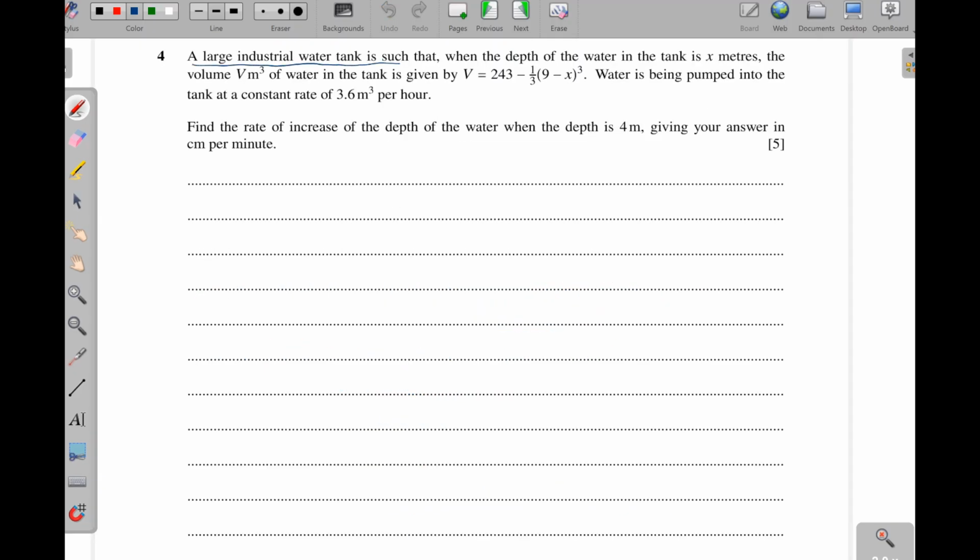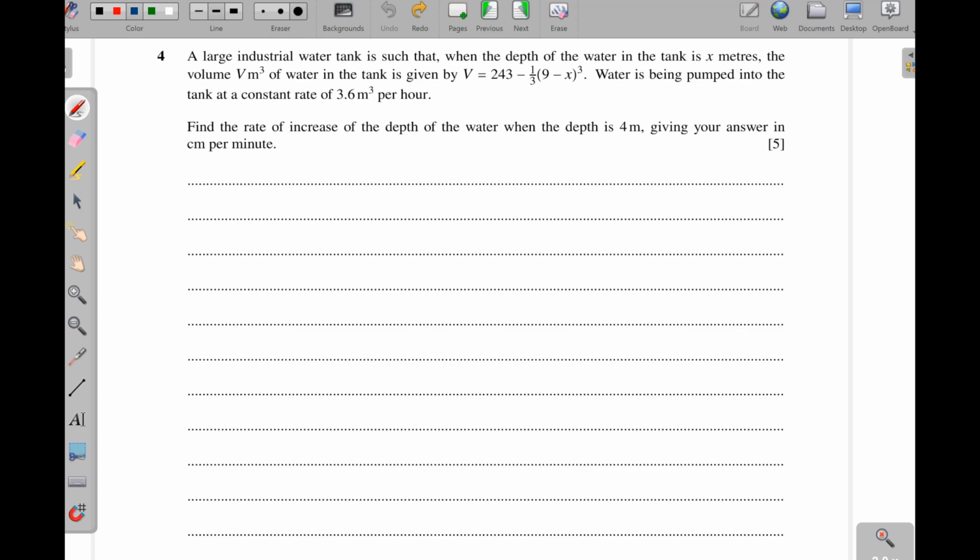Question 4. A large industrial water tank is such that when the depth of the water in the tank is x meters, the volume V meters cubed of the water in the tank is given by this expression. Water is being pumped into the tank at a constant rate of 3.6 meters cubed per hour. Find the rate of increase of the depth of the water when the depth is 4 meters, giving your answer in centimeters per minute. Now, we are given dV/dt because they said the rate, it is pumped in at a constant rate of this, and you can see that these are cubic units then per hour.